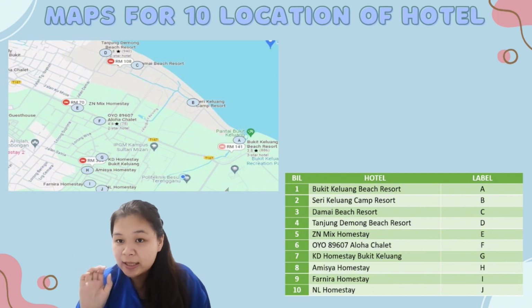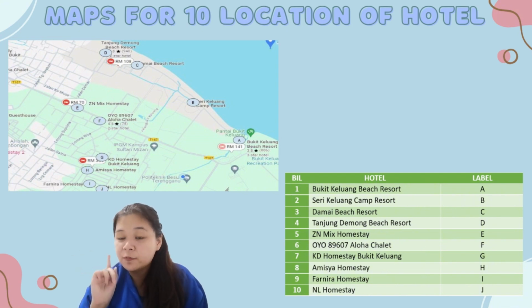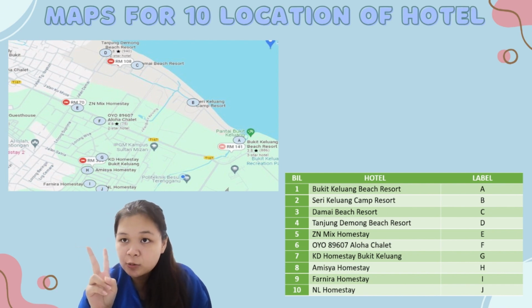In the next slide, we have provided a map of 10 hotel locations near us. The first location is Bukit Keluang Beach Resort with label A. The second is Seri Keluang Camp Resort with label B. The third is Damai Beach Resort with label C. The fourth is Tanjung Demong Beach Resort with label D. The fifth is ZN Mixed Homestay with label E.